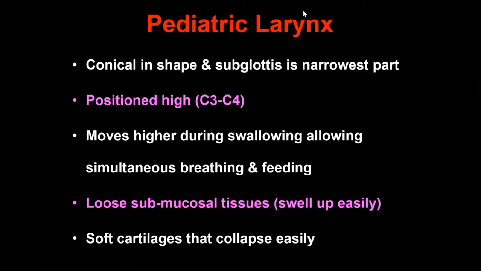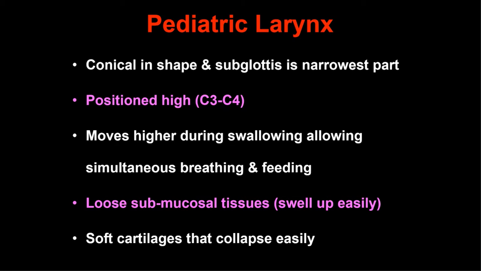The shape of the larynx in the pediatric age group is conical, but in adults it is funnel shaped. The position of the larynx in children is higher compared to adults: around the level of C3 and C4 vertebra in the pediatric age group, but in adults it is between C3 and C6. The pediatric larynx moves higher during swallowing, allowing simultaneous breathing and feeding.